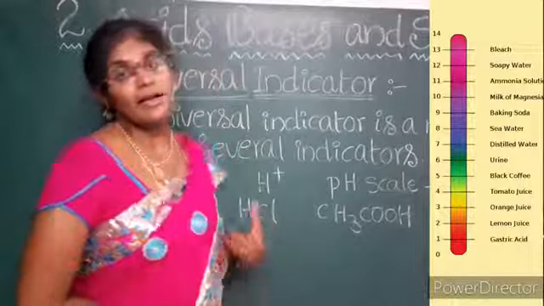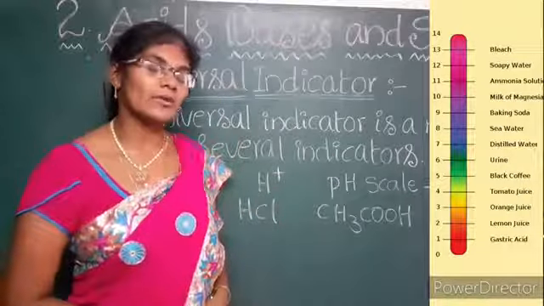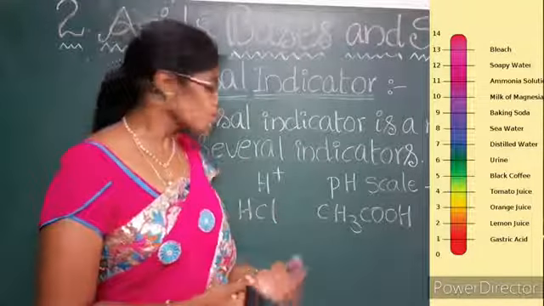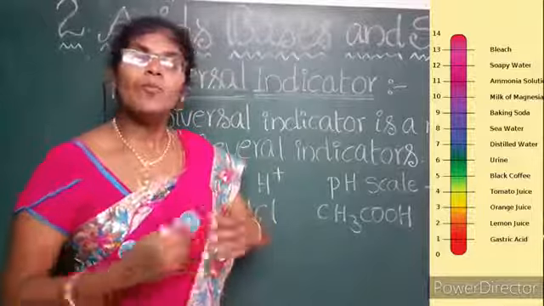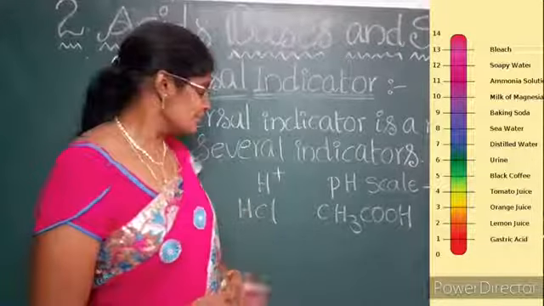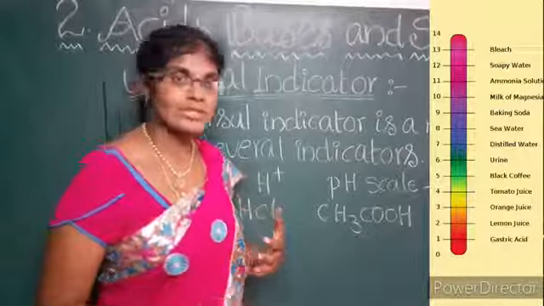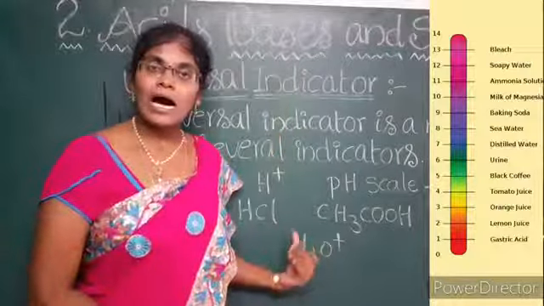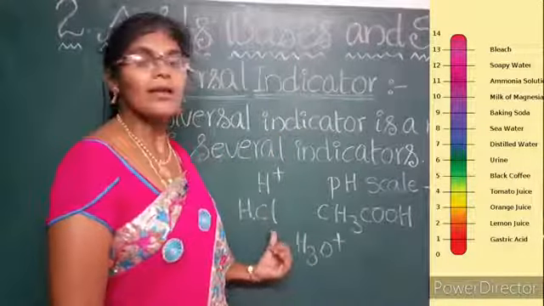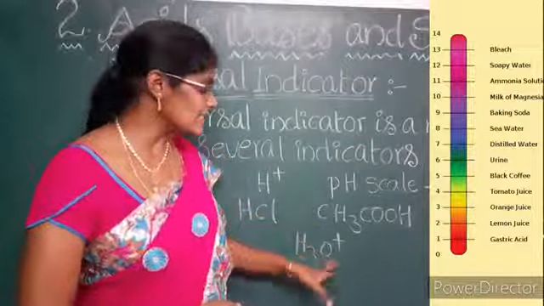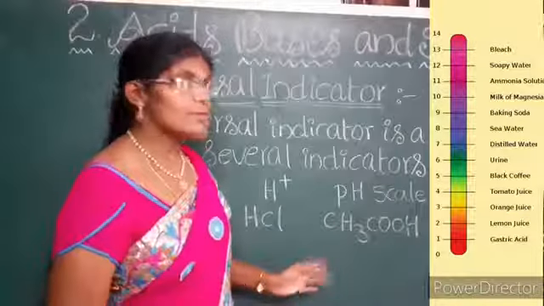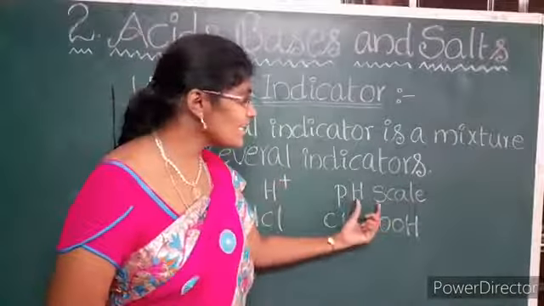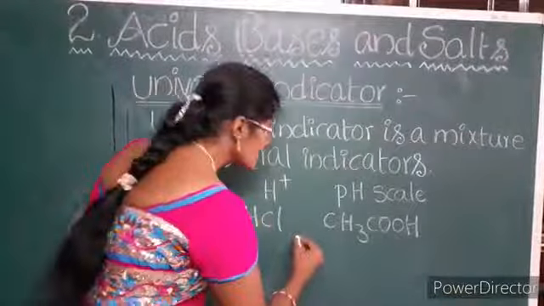Because HCl produces more H plus ions in aqueous solution and acetic acid produces fewer H plus ions in aqueous solution. So HCl solution contains more H3O plus ions, means the concentration of hydronium ions, H3O plus, is more in hydrochloric acid solution and less in acetic acid solution. This is the reason for getting different colors. And this pH scale was introduced by Sorensen.